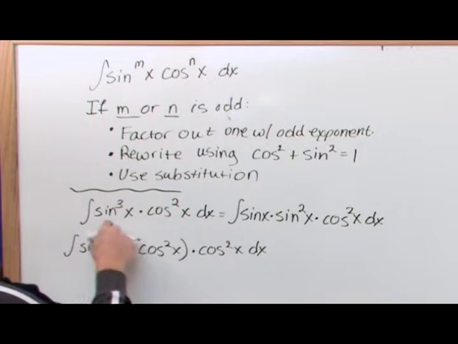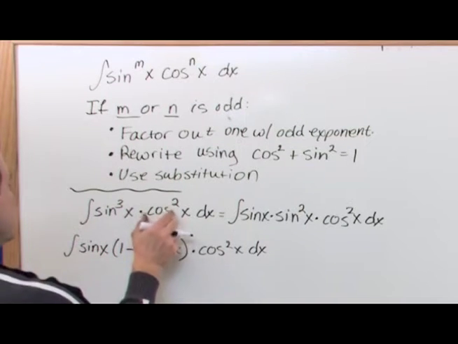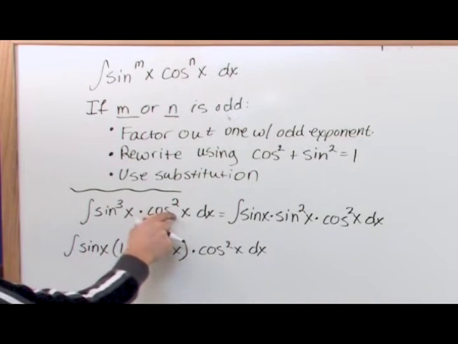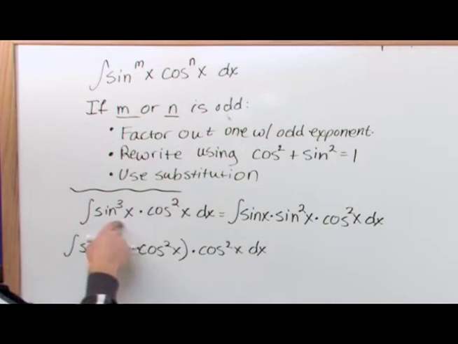You see, I couldn't choose a nice substitution here. If I put u as cosine here, I can take the derivative, I'll get sine, but that's not going to cancel with this. I've still got 3 more sines here.